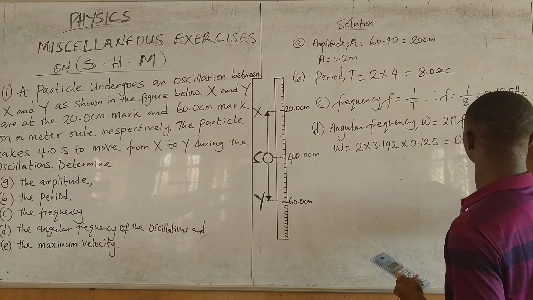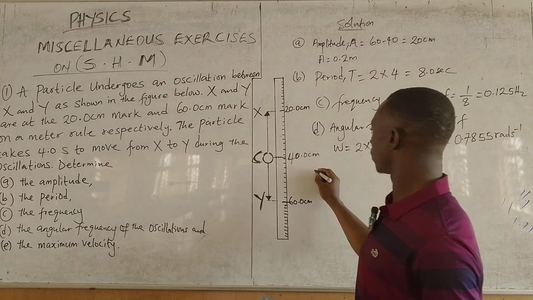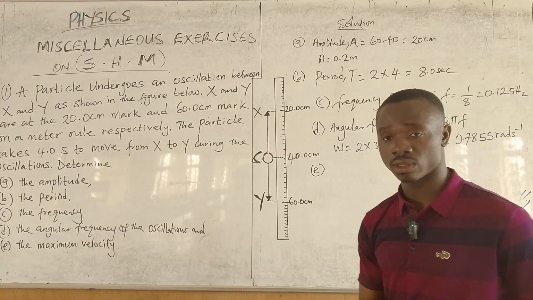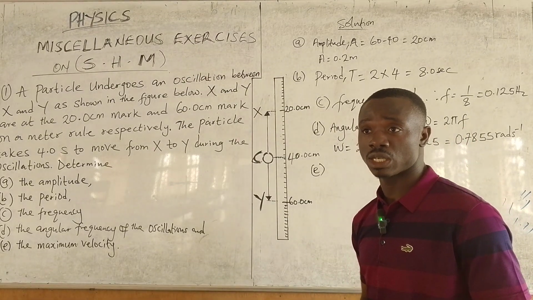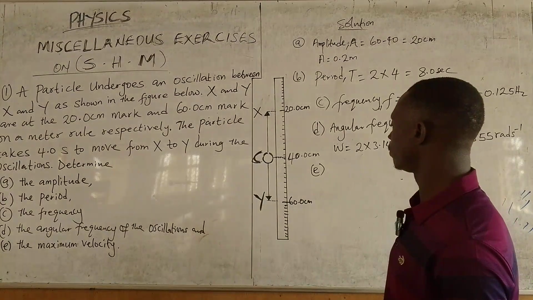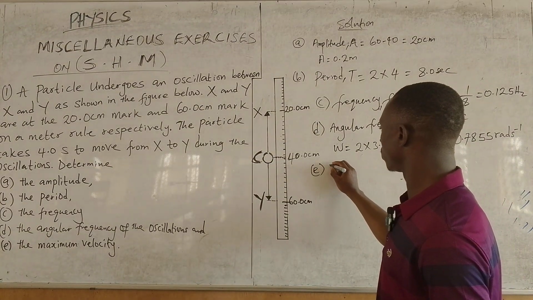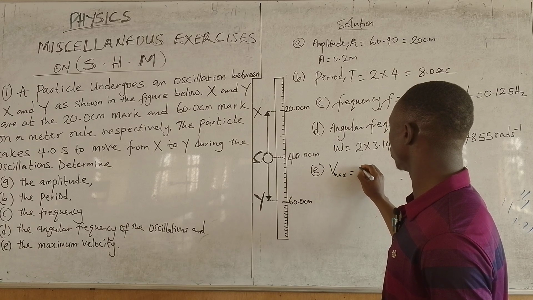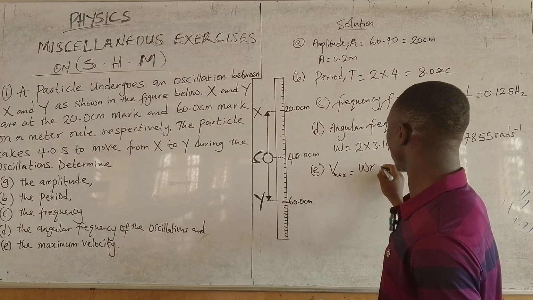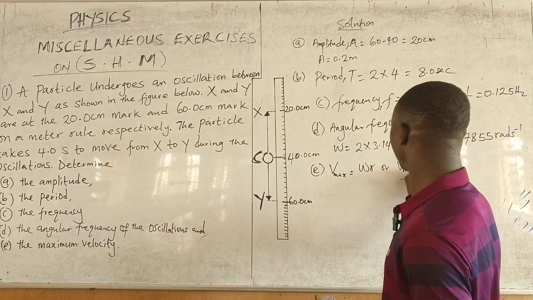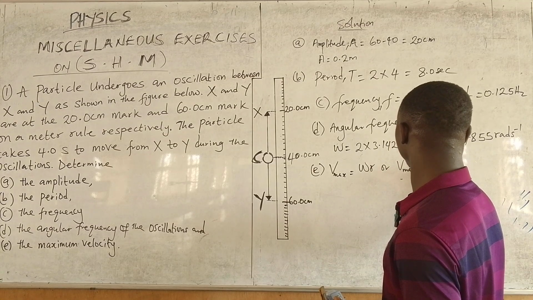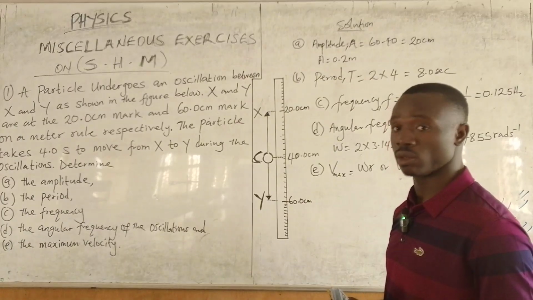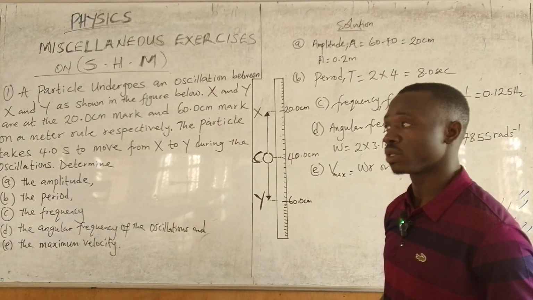That's radian per second. That's good. Then E, we're asked to find the maximum velocity. So what's the formula for maximum velocity? V max equals omega times what? Times A. Since we used A in part A of the question there, and what is A?